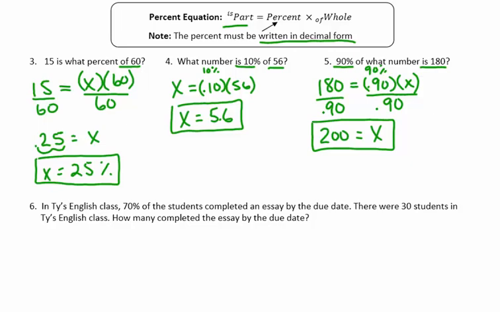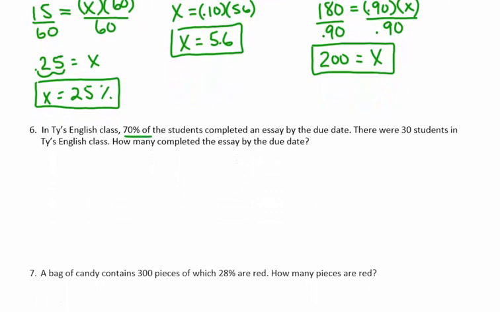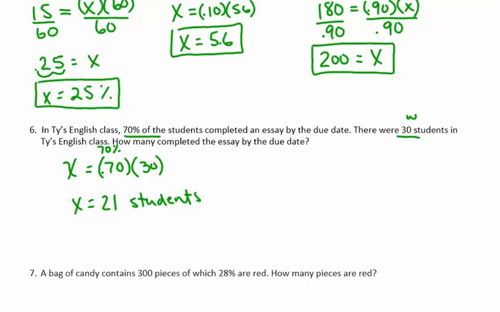Number 6, in Ty's English class, 70% of the students completed an essay by the due date. So 70%. There were 30 students in his English class. That's the whole, and that's the percent. So the part, how many students completed it, we don't know. Remember, we're going to write the percent as a decimal, so 0.70 times the whole, which was 30. If I do that, I get 21 students. So 21 of the students completed the essay by the due date.